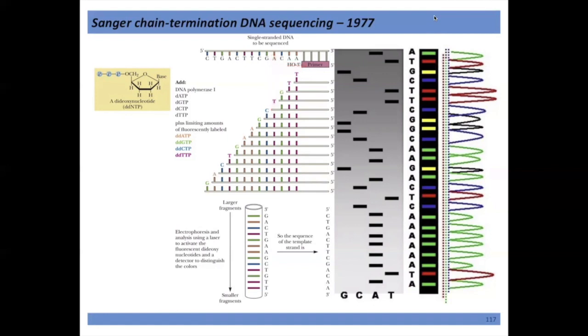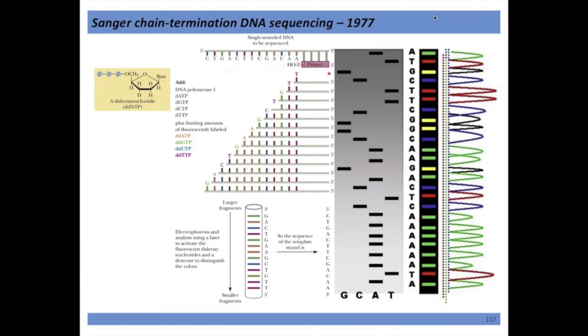So let me correct my error one more time. You're adding just the complementary nucleotides. So here you're adding a T and a T and a G and a T and a C and a G. And then all of a sudden you add a dideoxy A. And the chain can't grow anymore. And so this is made in solution. So randomly, you're going to get termination at every single one of these steps.